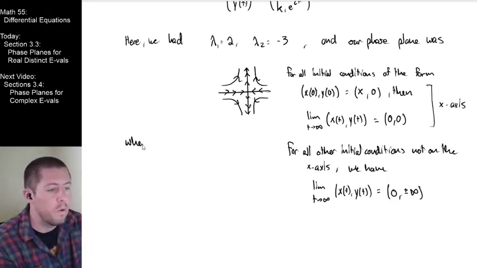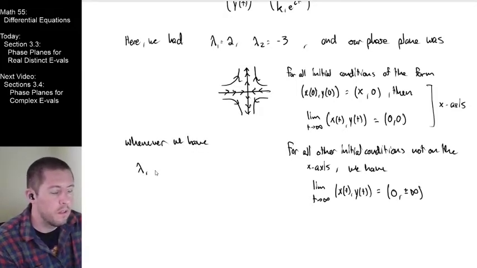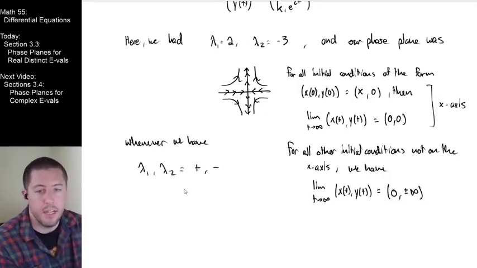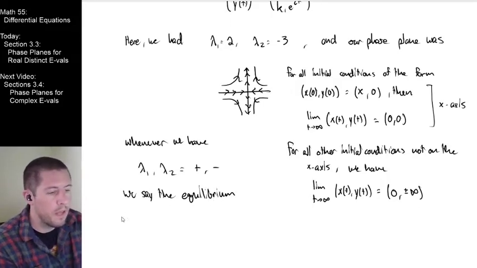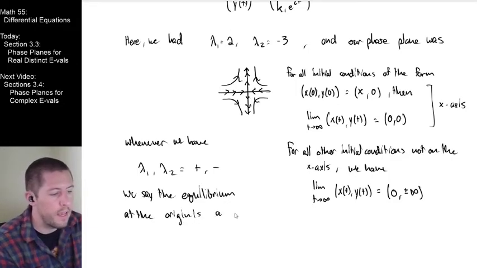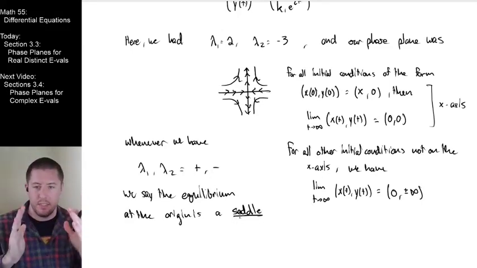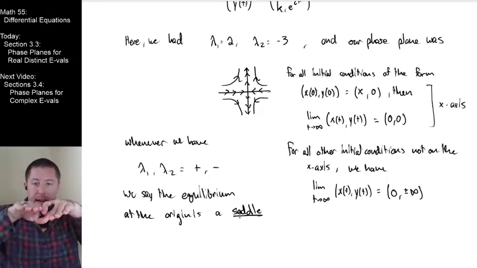In general, whenever we have lambda 1, lambda 2 being plus and minus, a positive and a negative, we say the equilibrium at the origin is a saddle. It's a saddle because on a saddle, there's an angle at which things decrease, but there's also a different perspective from which things increase.